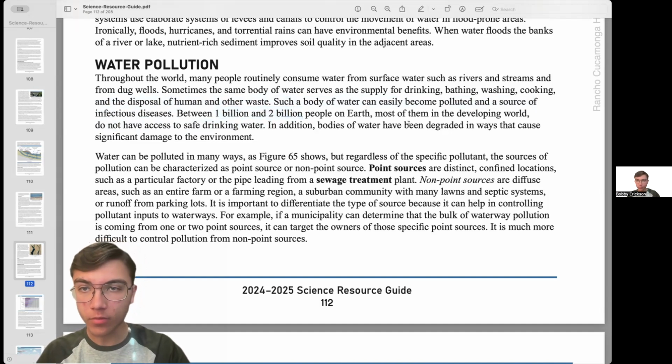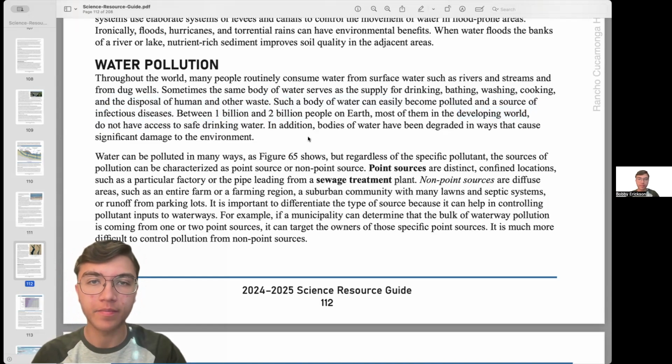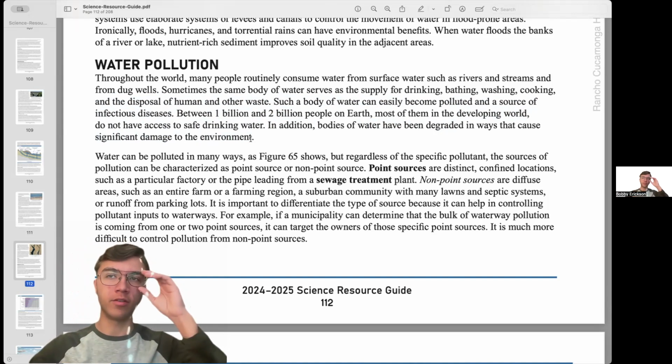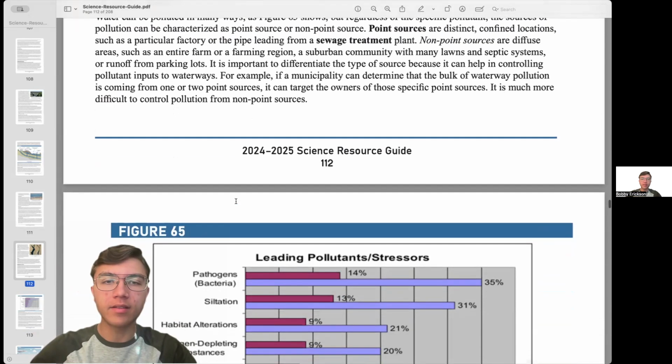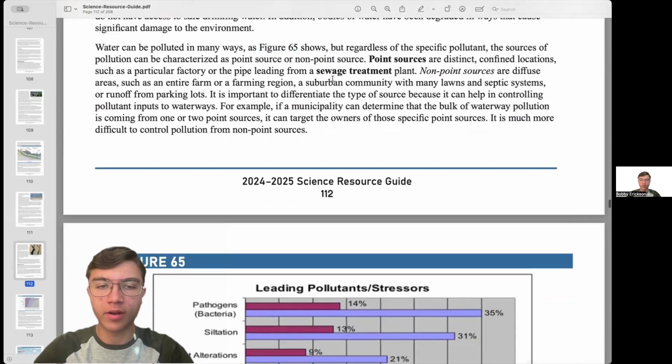So a lot of these people are actually in the developing world. And also, bodies of water can be degraded, which can cause significant damage to the environment. So if water is degraded, then the environment itself will also be degraded. And if we then take a look at figure 65, there's a lot of different pollutants.